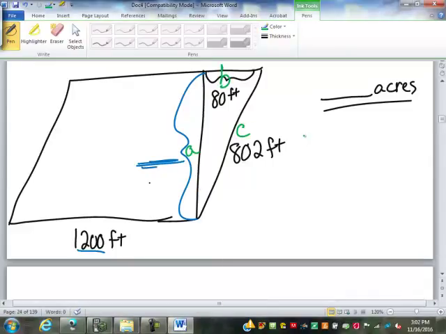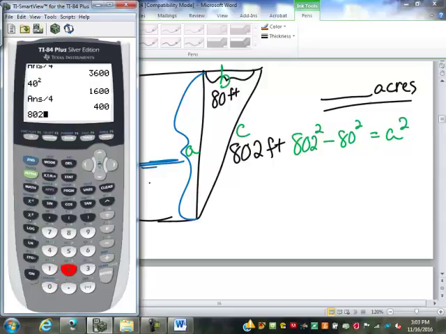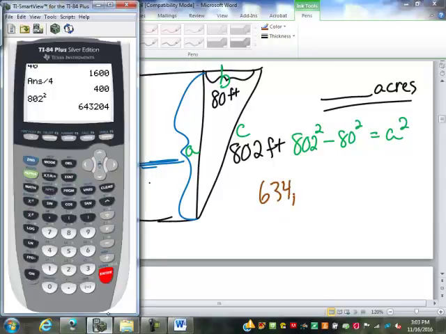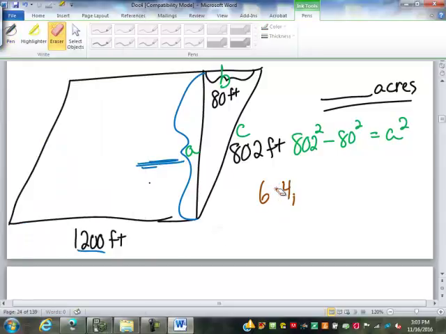So if I label these sides A, B, and C, C squared will be 802 minus B squared will be 80 squared equals A squared. 802 squared is what? 643,204? I gotta get it right.